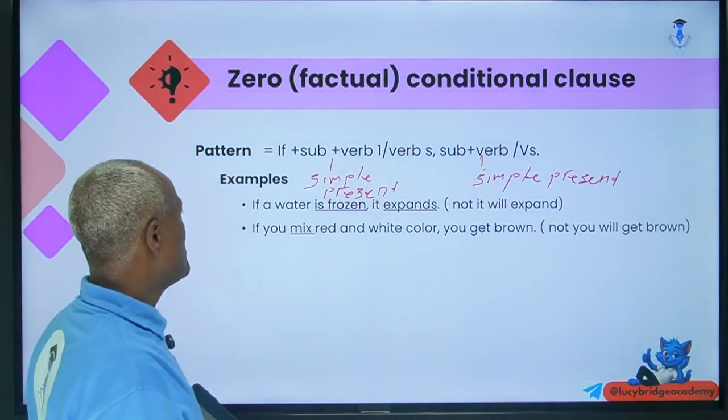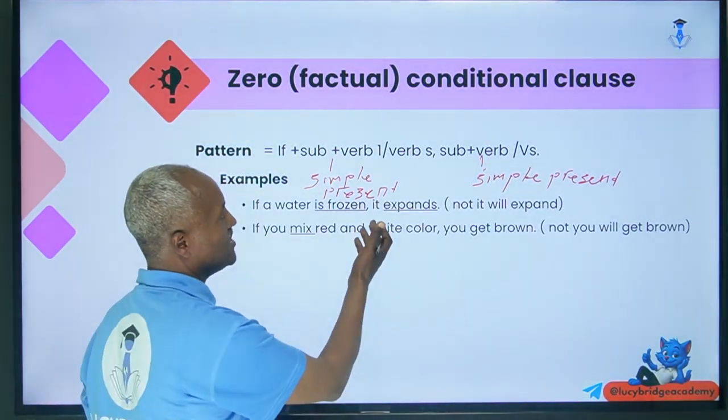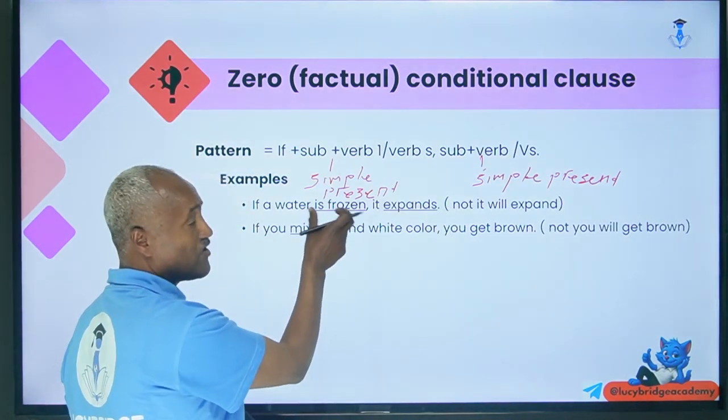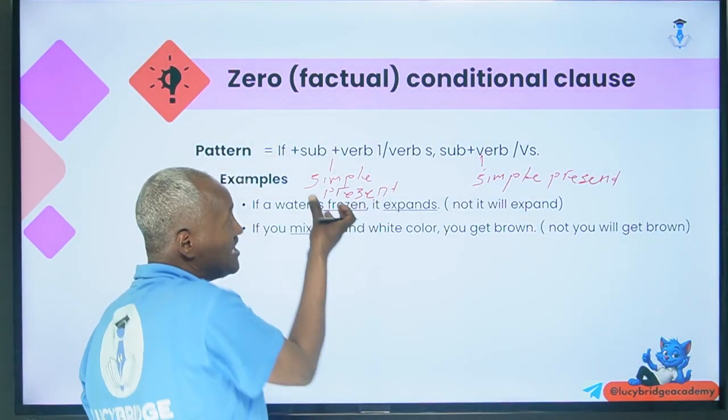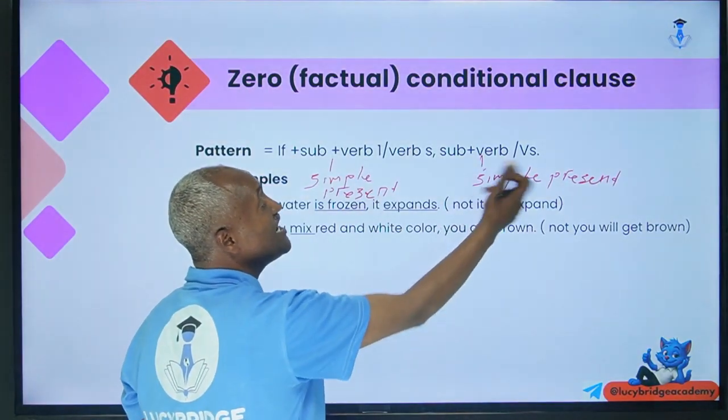Don't forget this one. For instance, here: if water is frozen, it expands. That means "is frozen" is the passive of simple present tense. This is a fact. It expands. We don't say "it will expand."